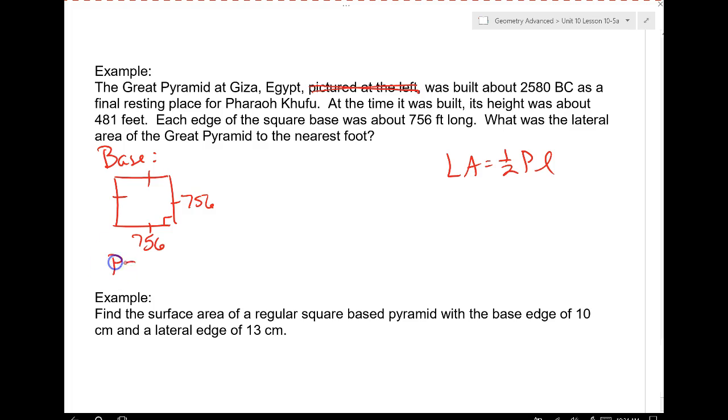So I'm going to go, all right, the perimeter is just 4 times 756. It should be a nice large number. What did you guys get for that? All right, great. Now, what else did they give us? What else do we know? Height. Is that the slant height? Did I talk to you at all about how the height is related to the slant height anywhere in our notes?